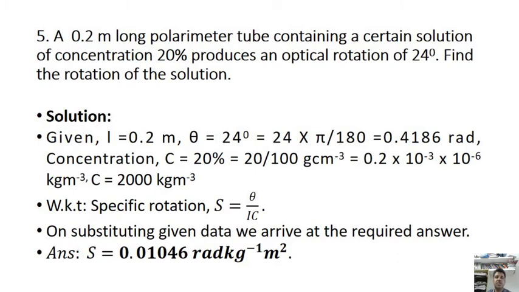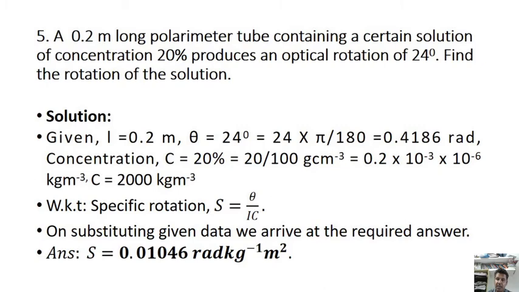Then we know the specific rotation formula, S is equal to theta by l C. So substituting all the data, the theta value, l value and C value are known, and we get the S value. Substituting the given data we arrive at the required solution: S is equal to 0.01046 radians per kg per meter square.